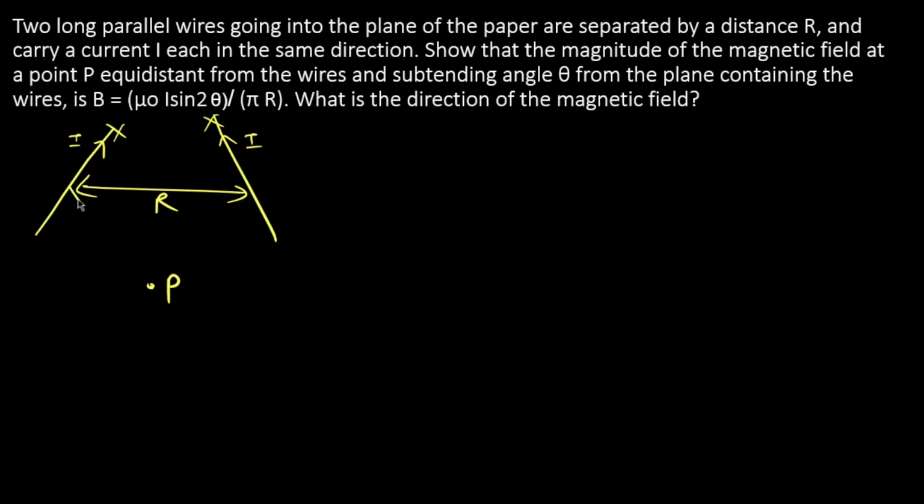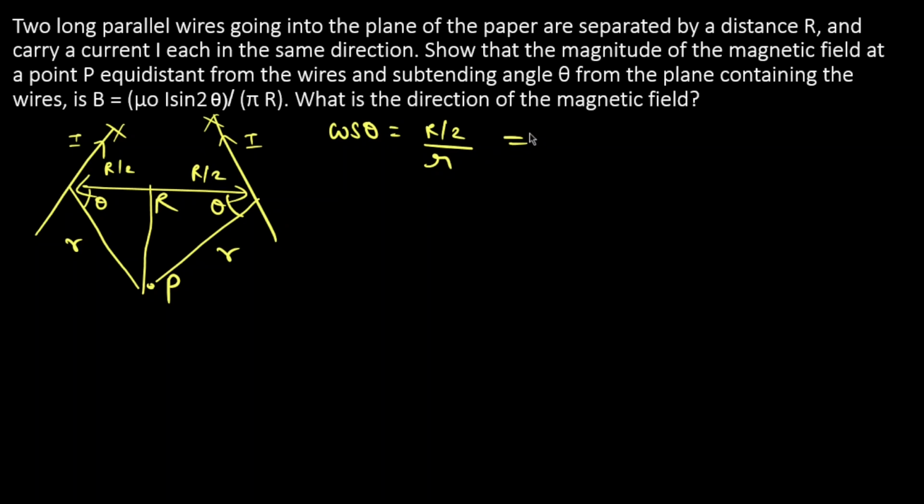So this is the distance small r from point P to both the wires, and this is the angle theta which it is making. So if I draw this line, this will be r by 2 and this will also be r by 2. So from this triangle we can say that cos theta is equal to r by 2 by small r, which implies small r will be equal to r upon 2 cos theta.